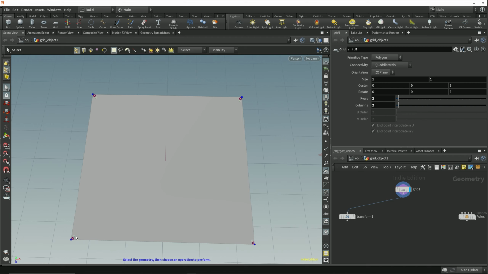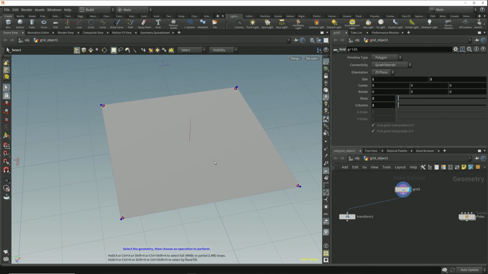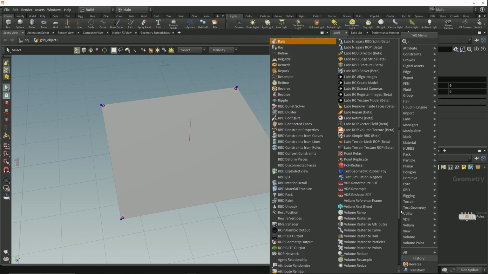The front side of the polygon is the side where the vertices are stitched to the points in a clockwise direction. If we want to flip the normal of the primitives to be facing in the opposite direction, then we need to reverse the order in which the vertices are stitched to the points. And there's a couple of different nodes that we can use to do that. The go-to node is the reverse node, so I'll add a reverse node after this grid.